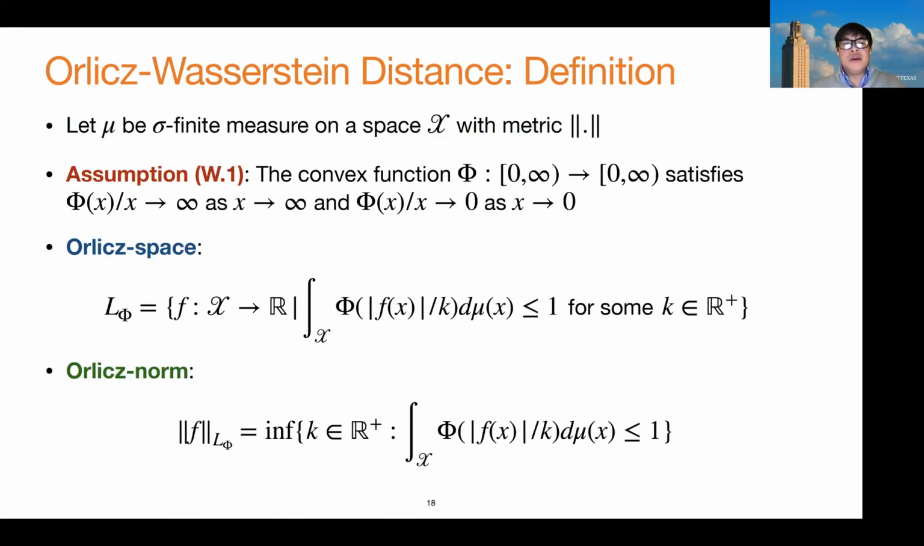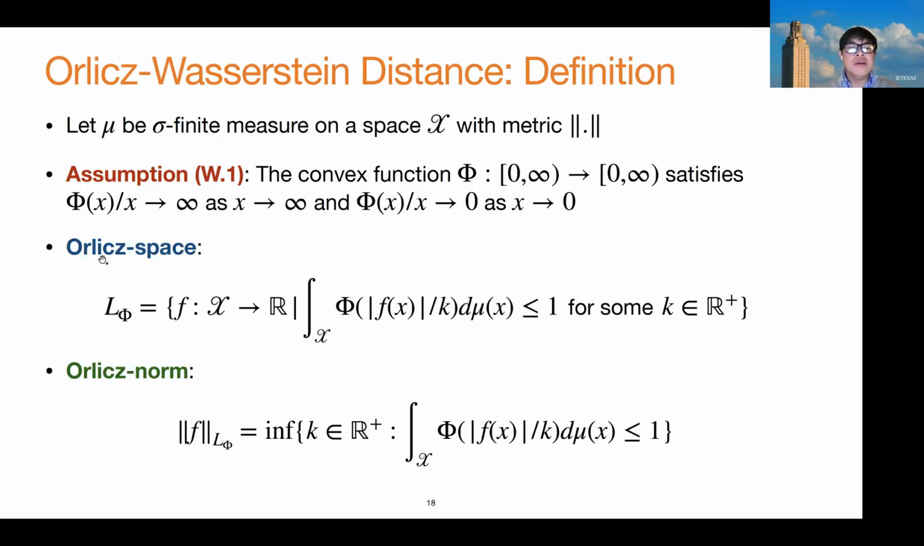So the idea is that we try to incorporate the Orlicz norms into the Wasserstein metric. In order to do that, I want to introduce some notation. Let's say we have a universal assumption, W1. We introduce some conditions on a convex function because we want to generalize the Euclidean norm, right? In our case, we consider only a convex function phi, positive, such that phi(x) divided by x goes to infinity when x goes to infinity, and phi(x) divided by x goes to zero when x goes to zero. Basically, this is a condition on the tail behavior of the convex function, and also on how it is concentrated when x goes to zero.